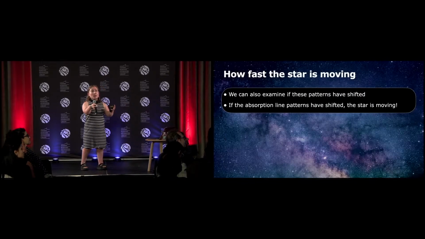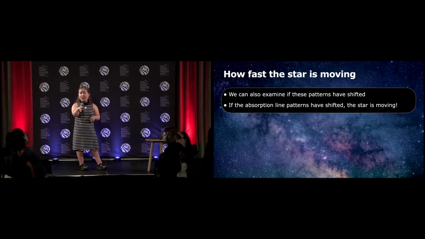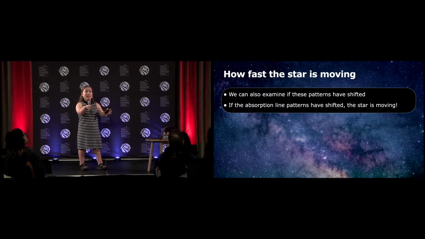And so we know those patterns exist in a star. We know where the pattern should be because we can do those lab experiments. But sometimes we see the patterns have shifted. They're not where we expect them to be. They're a little to the left or a little to the right in the spectrum. And if we see a shift, then we know a star is moving. This might sound foreign, but it's something that you all experience on Earth.